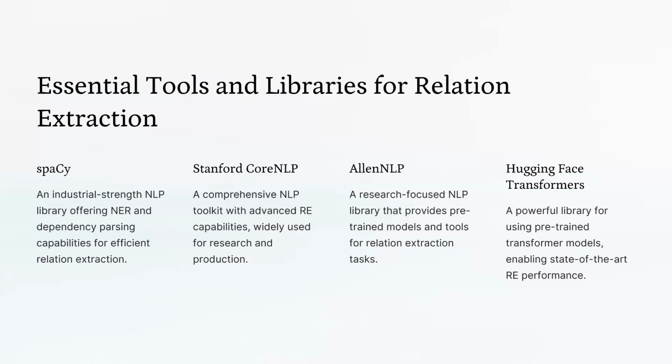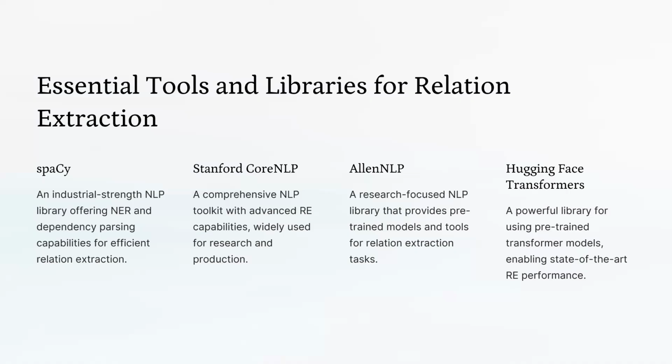Next, we have Stanford CoreNLP, another comprehensive NLP toolkit that offers advanced relation extraction capabilities, widely used in research and production to analyze the grammatical structure of text and effectively identify the relationships between entities. Next, AllenNLP is another powerful library that focuses on research-driven NLP, making it an excellent choice for experimenting with new techniques.